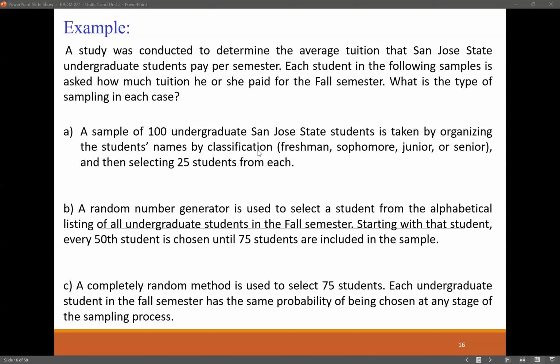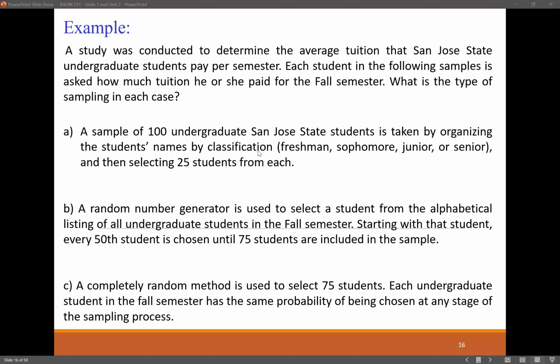Okay, so that is your stratified sampling. Second one: a random number generator is used to select a student from the alphabetical listing of all undergraduate students in the fall semester. Starting with that student, every 50th student is chosen until 75 students are included in the sample. Pause the video and think about it. What type of sampling is it? So it is systematic sampling.